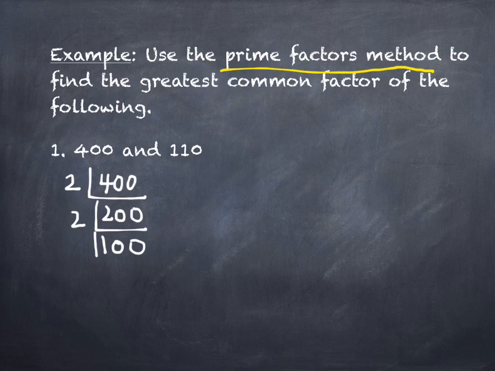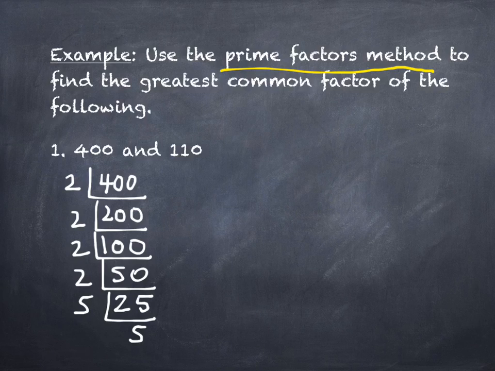100. Smallest number that divides 100: 2. 100 divided by 2? 50. Smallest number that divides 50? 2. I get 25. Good. Now, how about this one? I can't do 2 anymore. 5. And I have 5 and 5, right?